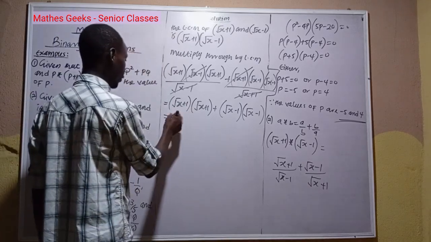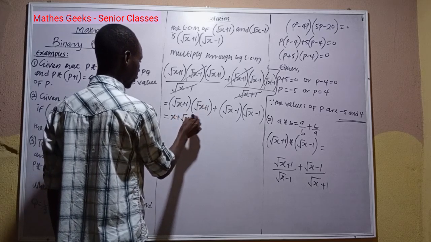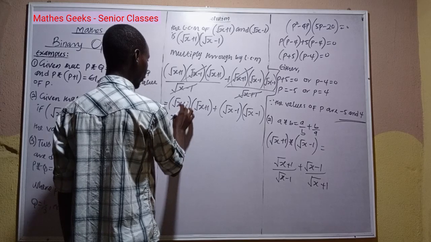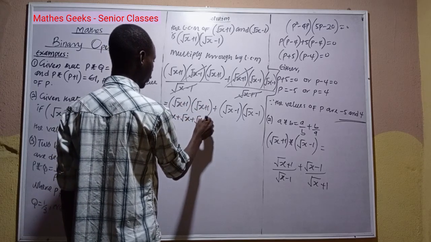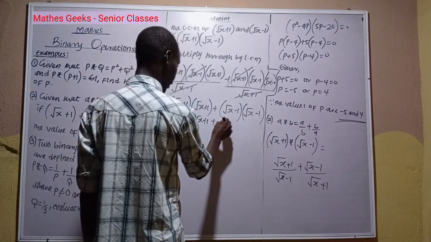Root x times root x will give us x. Root x times 1 will give us root x. And 1 times root x also gives us root x. 1 times 1 is equal to 1, plus root x times root x will give us x.